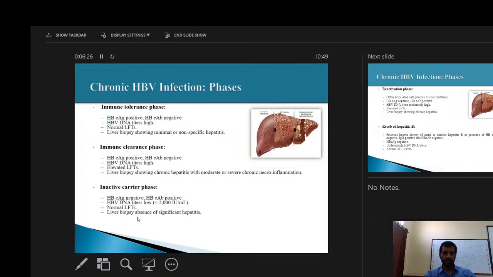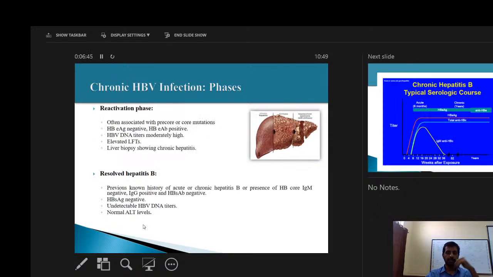So when you do a biopsy in this patient, there will not be significant hepatitis because there is no inflammation. The patient can have cirrhosis because he has been having hepatitis for a longer period. The patient may be in cirrhosis, but at present the inflammation is less, so the hepatitis part is less in this patient. So that is the inactive carrier phase.